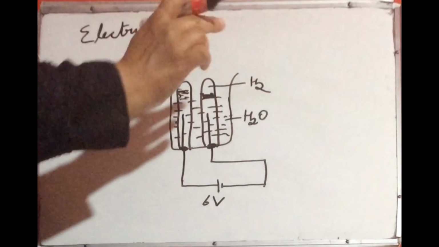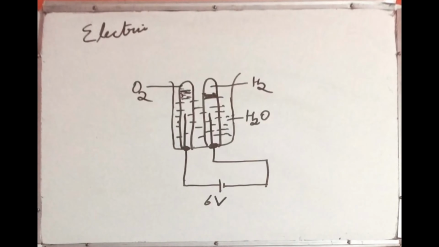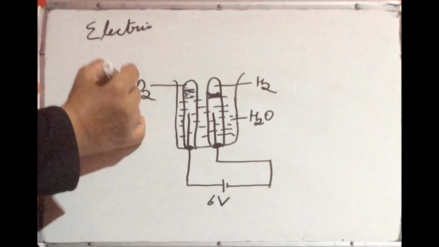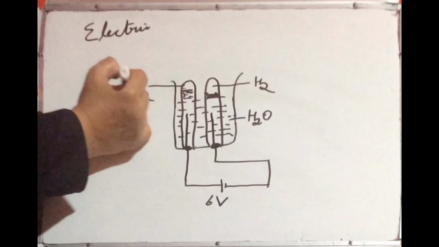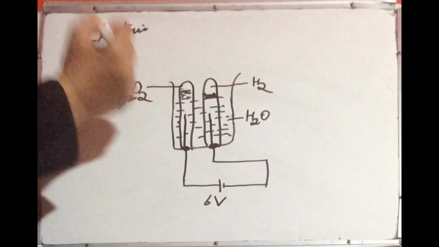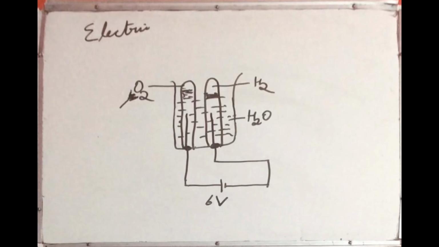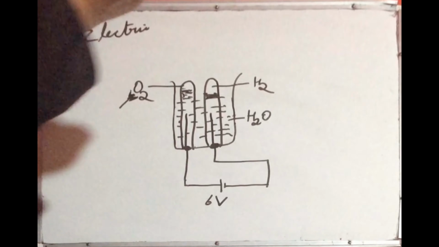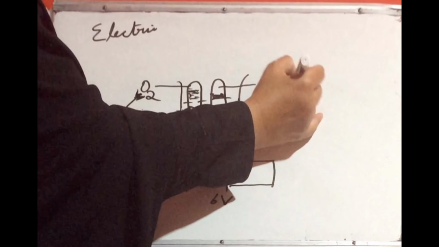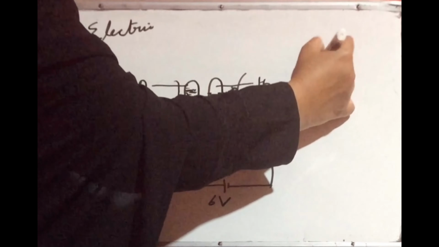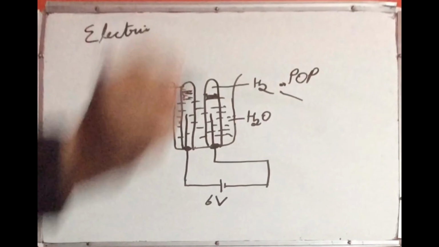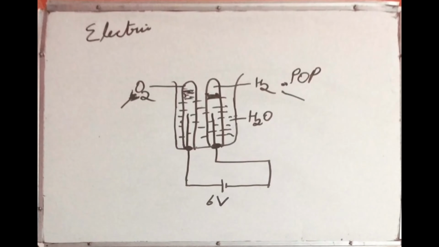How do you know whether the gas that is liberated is oxygen or hydrogen? Take a burning candle and bring it next to the oxygen. When you bring a burning stick next to the oxygen, the flame will burn more vigorously. Why? Because oxygen is a supporter of combustion. And then bring the burning candle next to the hydrogen. What will you see? You will hear a pop sound, and the flame will be put off. So this shows the test for oxygen and the test for hydrogen.